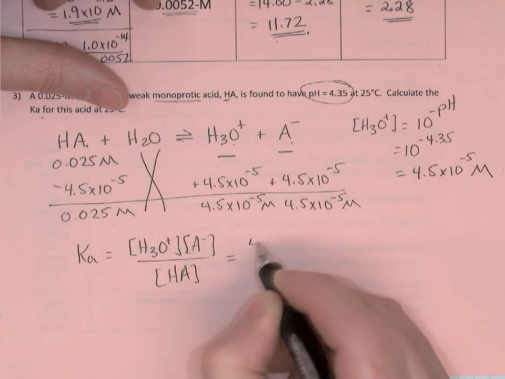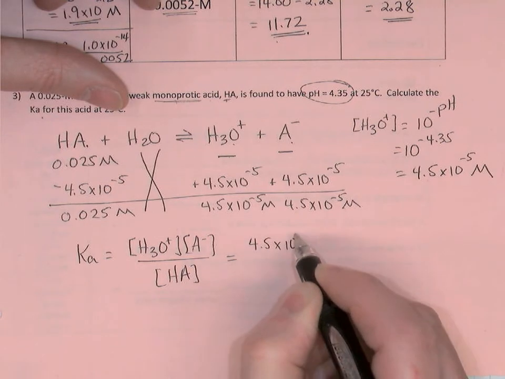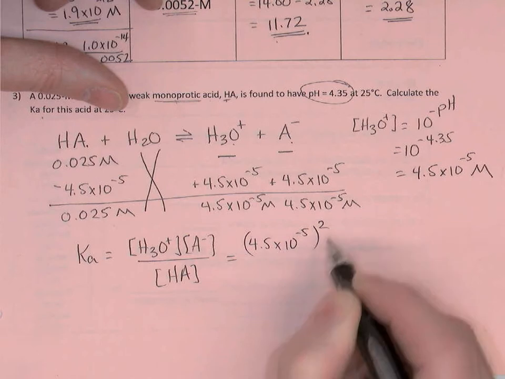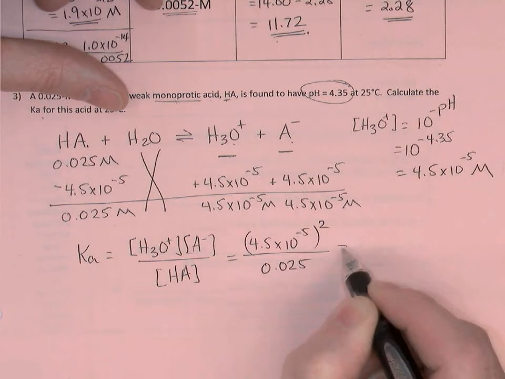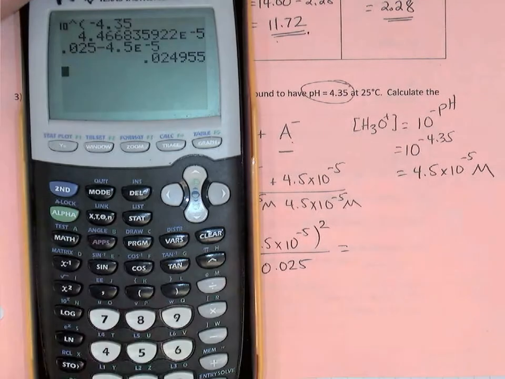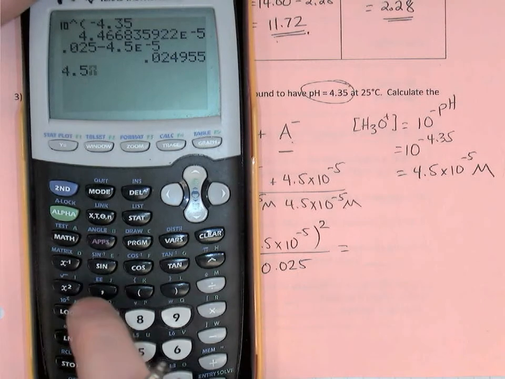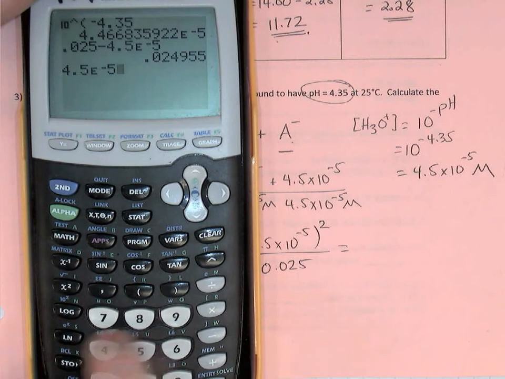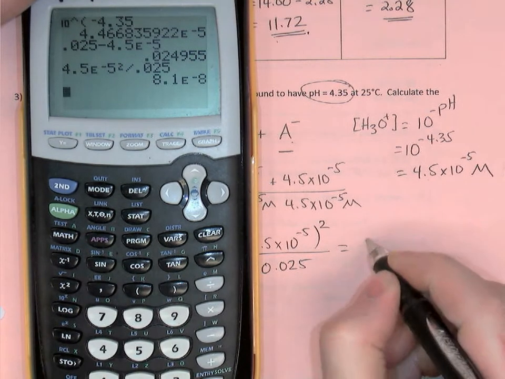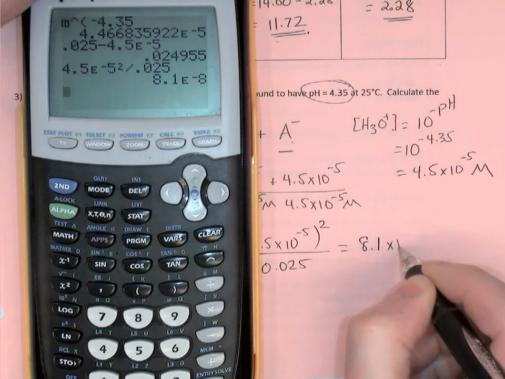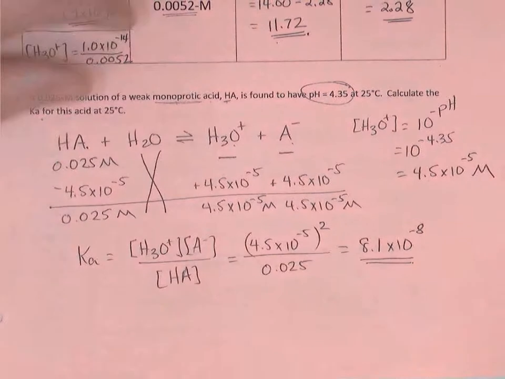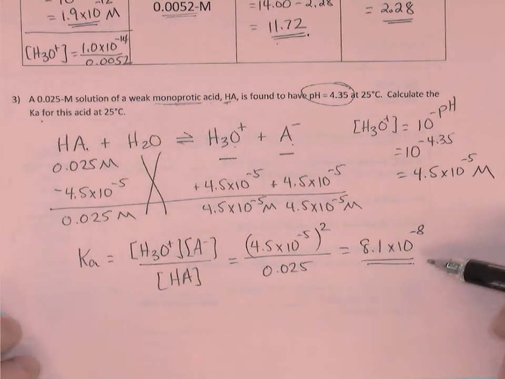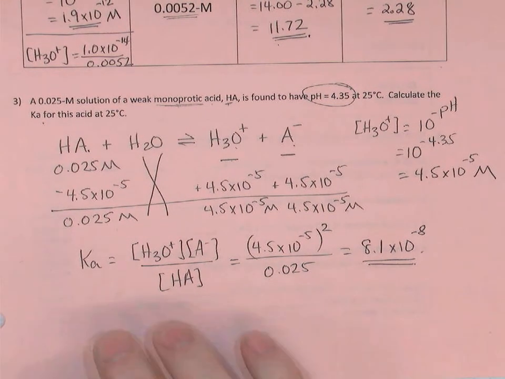We're going to plug these numbers in, so 4.5 times 10 to the minus 5 squared over 0.025. So with your calculator, 4.5 times 10 to the minus 5 squared and divided by 0.025, we get 8.1 times 10 to the minus 8. There's the value of the Ka for this weak acid. It's a small Ka, which makes sense because the acid was weak.